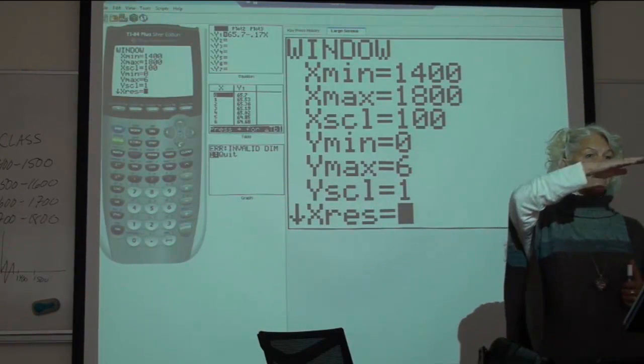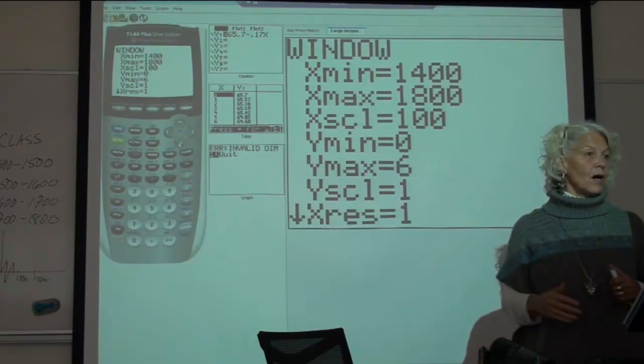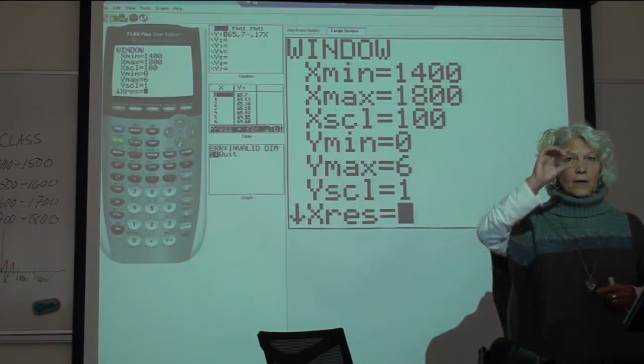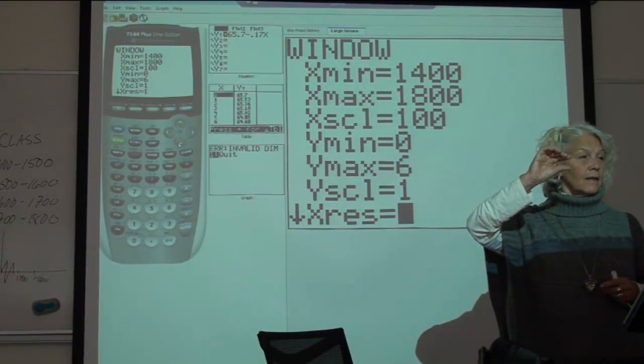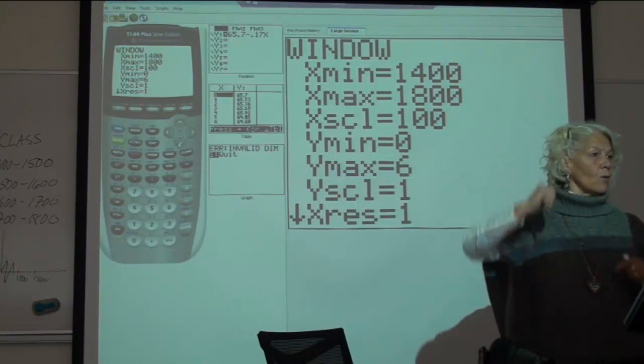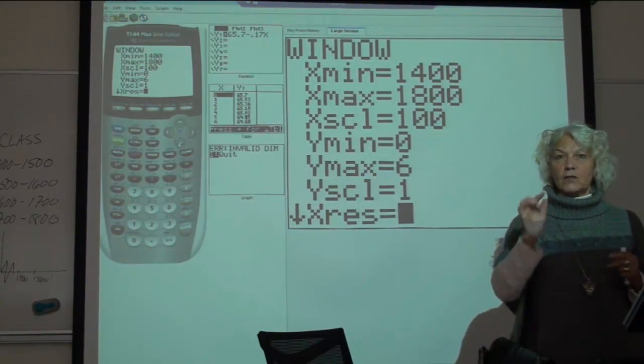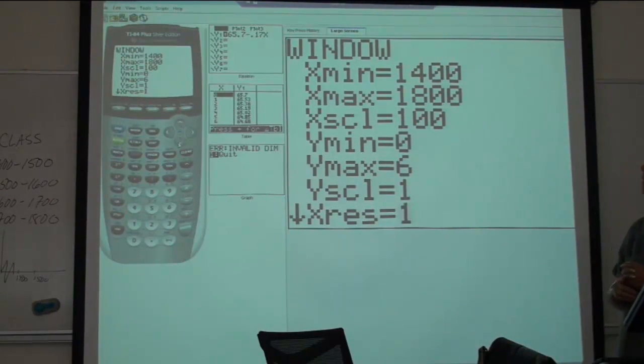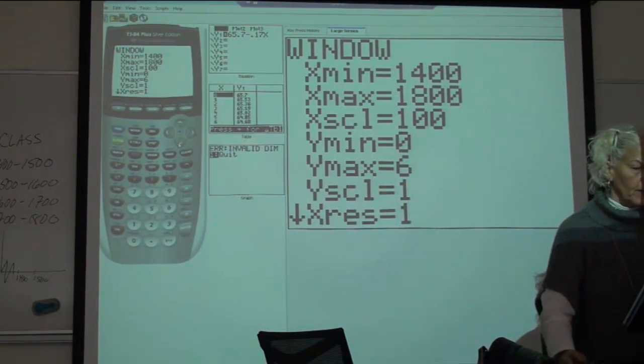If I graph my histogram and one of them is lopped off, I know it's not big enough. If my histogram is very tiny, then I'm going to know that I've made the Y value too big. So it's just a click of the button to fix. Questions about the window, because this always seems to be the hardest part. Okay. All right, so let's see what our graph looks like.